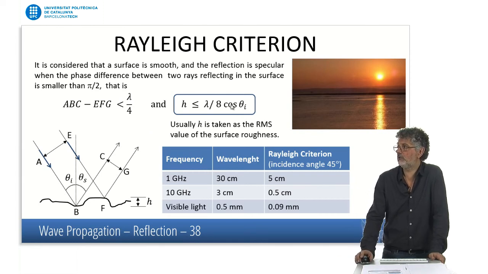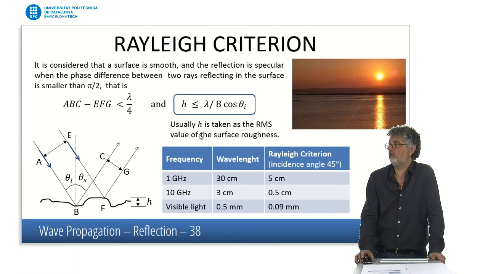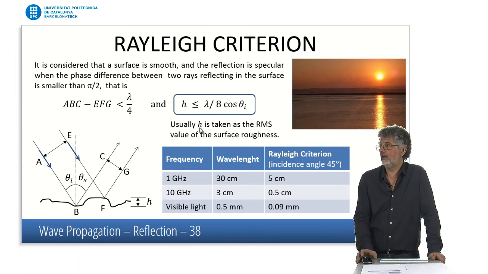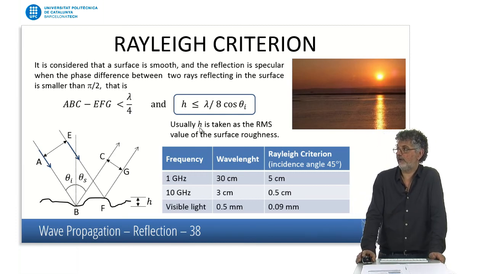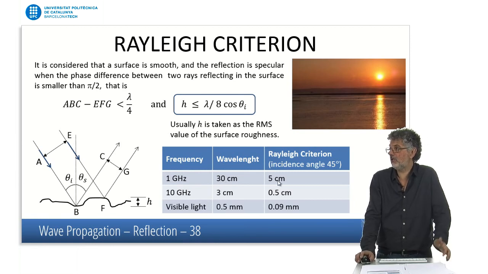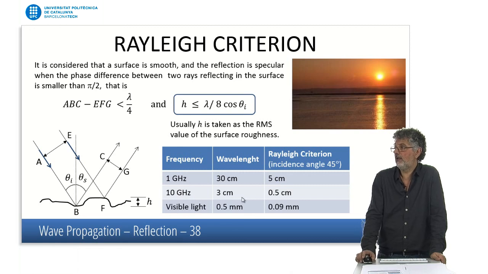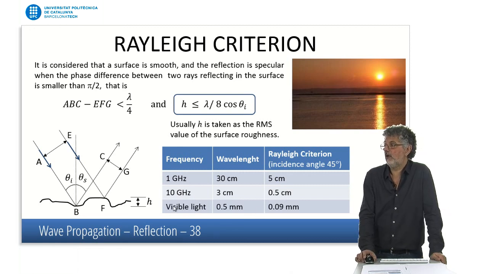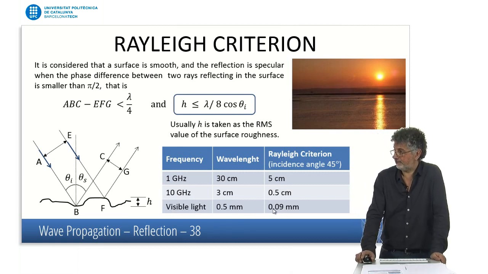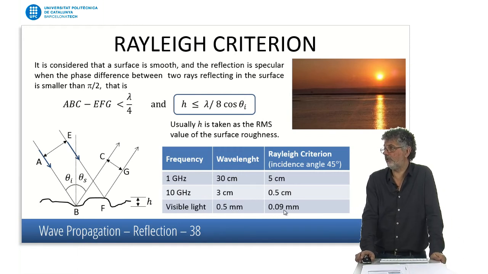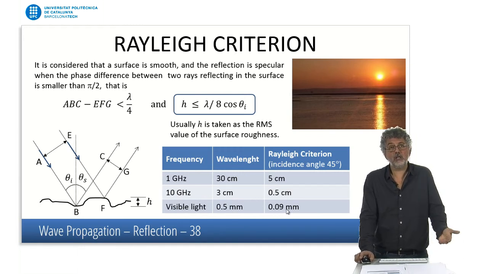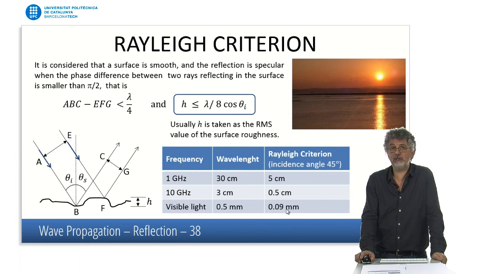So if we put the equations, we can see that this is the criterion, and of course usually H is taken as the root mean square value of the surface roughness. If we put certain numbers, we can see that at 1 gigahertz, in which the wavelength is 30 centimeters, that criterion is talking about a roughness of about a few centimeters, at 10 gigahertz of less than 1 centimeter, and of course at visible light is less than 0.09 millimeters. So actually, in most of our situations, we don't have a clear reflection, but we should be talking more about scattering.